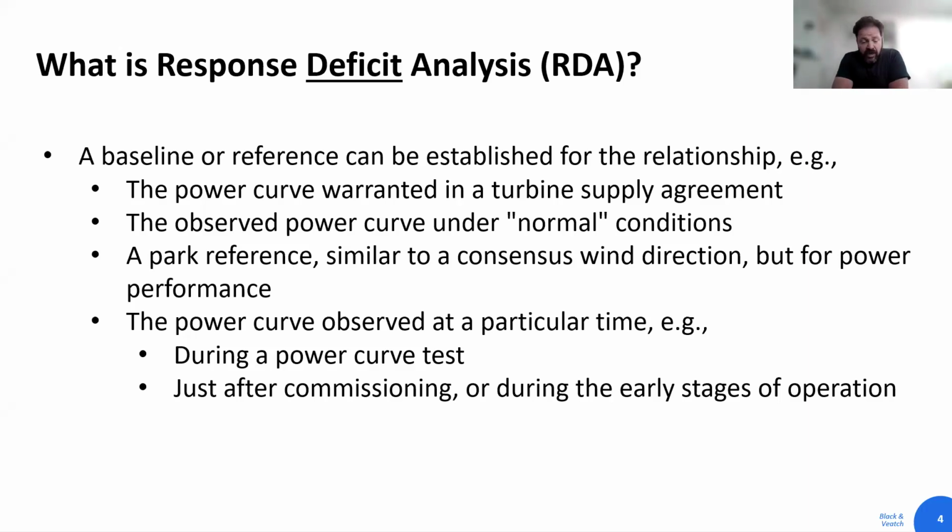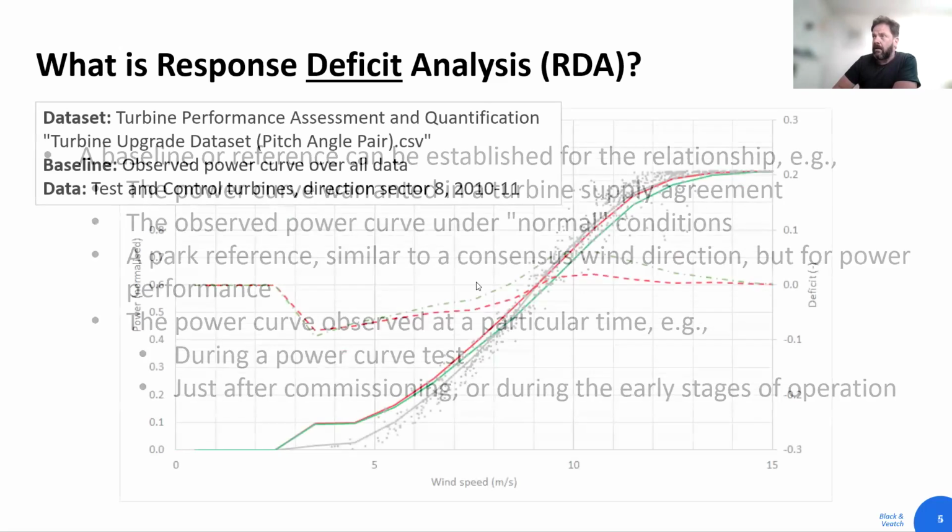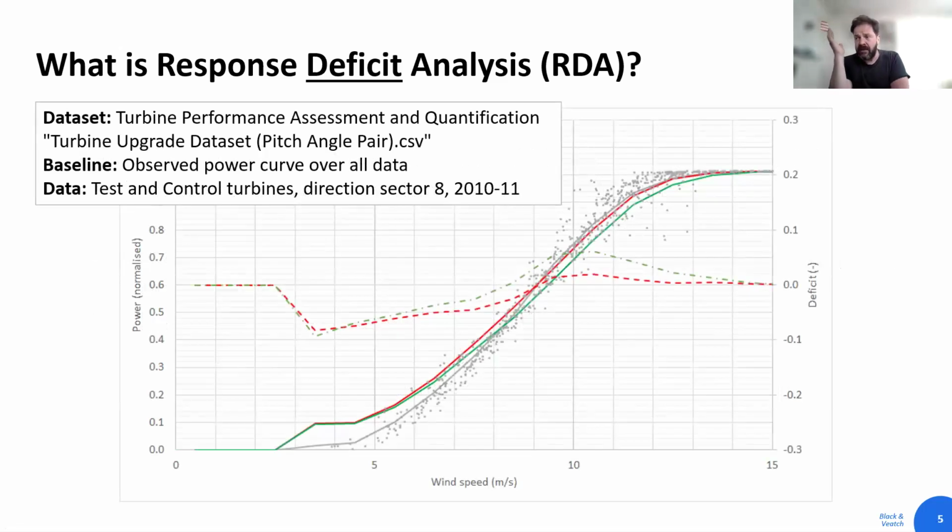Or if you're tracking things varying over time, you could choose a period of time that you are going to use as your reference. It could be a formal power curve test, or just whatever you observed shortly after commissioning, so that you can track any changes relative to that. You determine what your baseline performance is going to be, and then you look at a deficit. What do you mean by deficit? A difference between what you observe and your baseline.